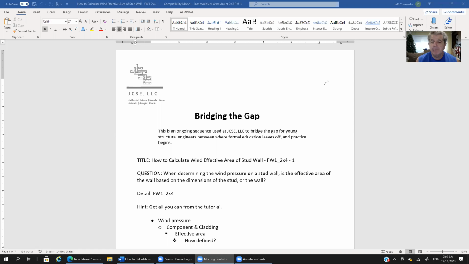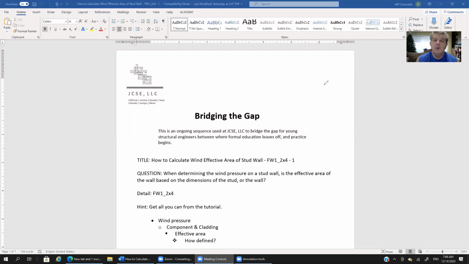Bridging the Gap is a series of structural engineering design tutorials that we have here at our office that are intended to bridge the gap, meaning there is quite a gap between what you are expected to know when you are in school, when you're in college, and to be able to get through college, and what you're actually expected to know when you're in industry.